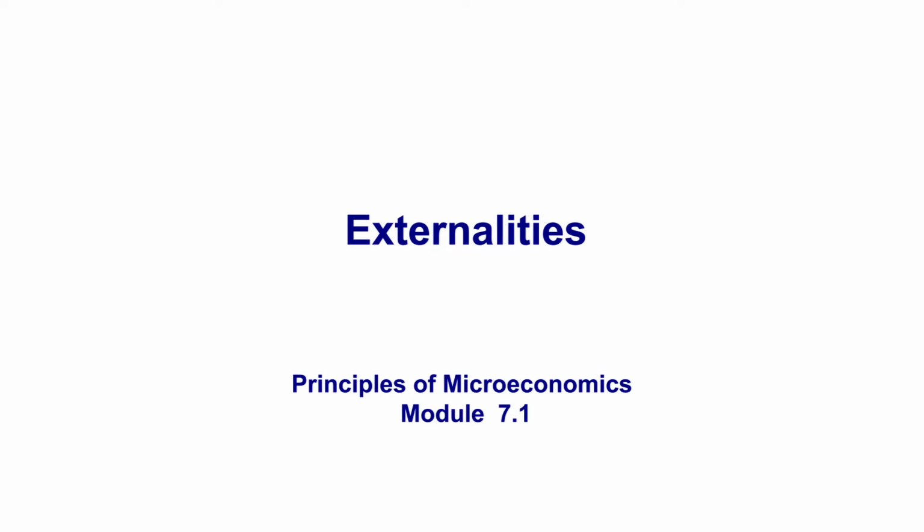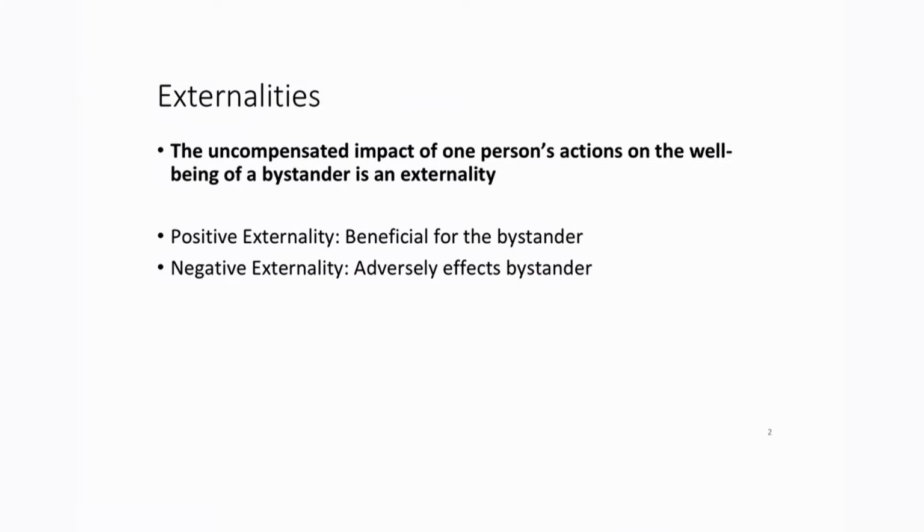This is Module 7.1, and in this video, we will discuss externalities. An externality is the uncompensated impact of one person's decisions on a bystander. We can have two types of externalities: a positive externality, where the uncompensated impact is beneficial to the bystander, and a negative externality, where the impact is negative for the bystander.